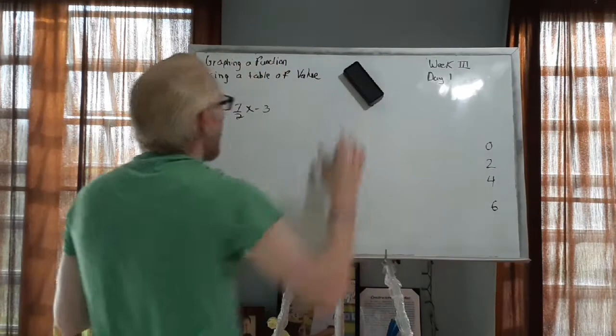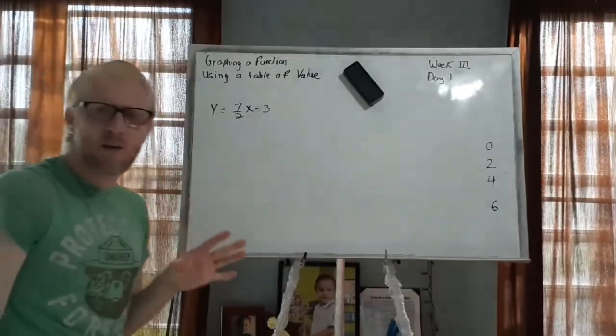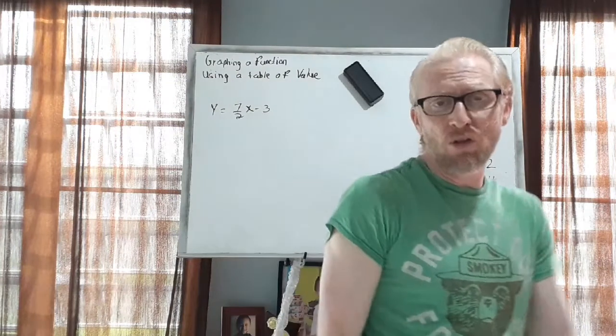Now, I want to graph this function. So the steps are the same. They're not going to change. I'm going to find inputs, I'm going to put them in the table of values, and I'm going to graph my functions.